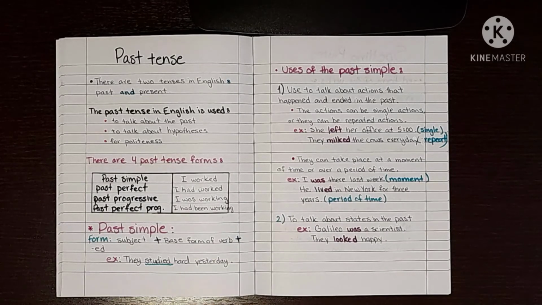Okay, the last point, point number 3, is to talk about states in the past. For example, Galileo was a scientist. So that was his job, or that was his status. Second example, they looked happy. That's their status, they were happy. So this is all for the uses of the past simple.